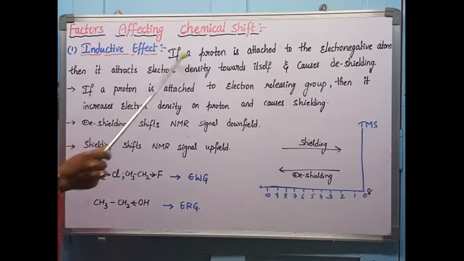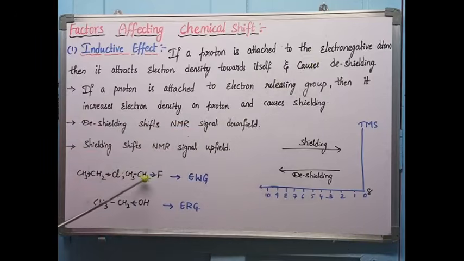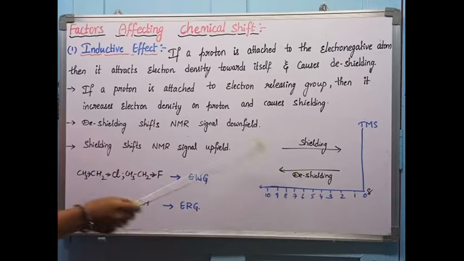So if a proton is attached to an electronegative atom, then it attracts electron density towards itself and causes de-shielding. You can observe these protons are attached to electron withdrawing groups, so they attract electrons towards themselves and cause de-shielding in the particular protons. If all electrons are attracted towards the electronegative atom, there is no electron density on these particular protons and carbon. So it causes de-shielding and the de-shielding shifts the NMR signal downfield. So because of minus I effect and electron withdrawing groups, the NMR signal shifts towards downfield.